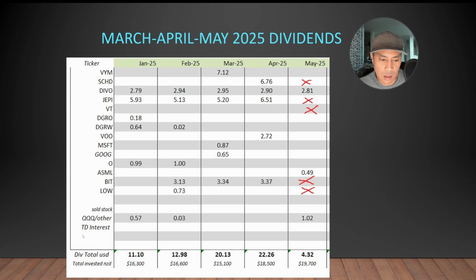$20.13. And then I also have how much money I've invested into that portfolio as a little bit of a tracker. It did go down. I must have sold or taken some money out of it. Anyway, there was $15,000, that's New Zealand dollars, invested into there.